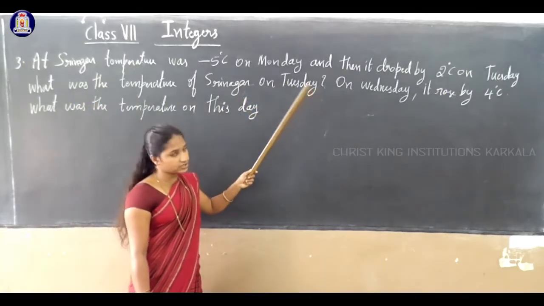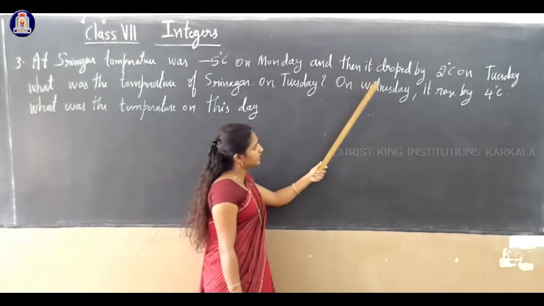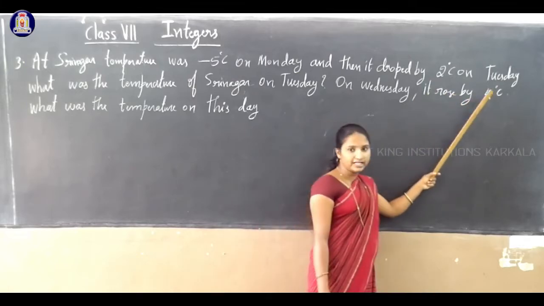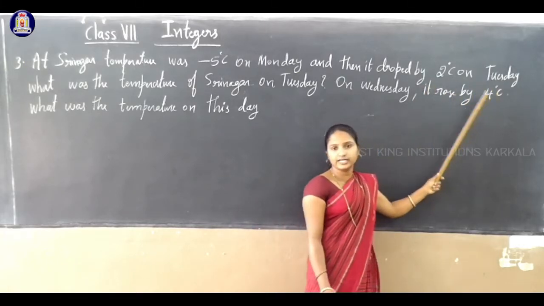Clear? First question. So one more question. On Wednesday, what happens on Wednesday? It rose by 4 degrees Celsius. Rises. Yeah, rose by 4 degrees Celsius.